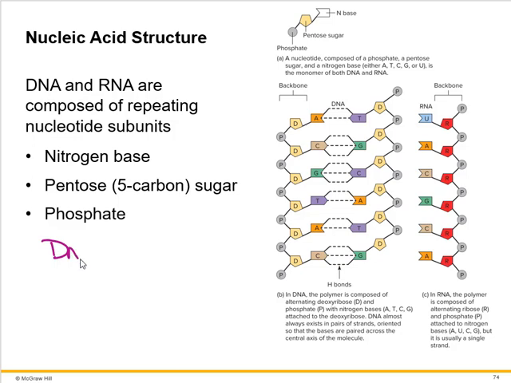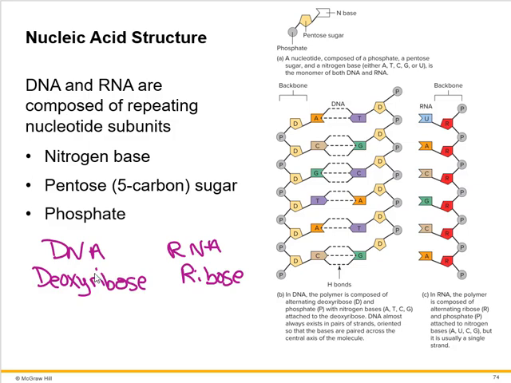So DNA has deoxyribose for the sugar, and RNA has ribose. So that is a definite difference. The sugar is different. And then DNA has adenine and thymine, cytosine and guanine, where RNA has adenine and uracil and cytosine and guanine. So they have this difference in the bases.